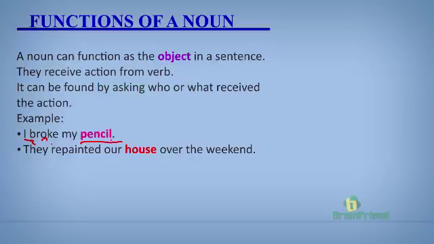They repainted our house over the weekend. They repainted. They performed the action. So they is the subject. Repainted, the action. What did they repaint? What received the action? Our house. So house is the object of the sentence. House is a noun. You see how nouns take the place of objects in sentences.